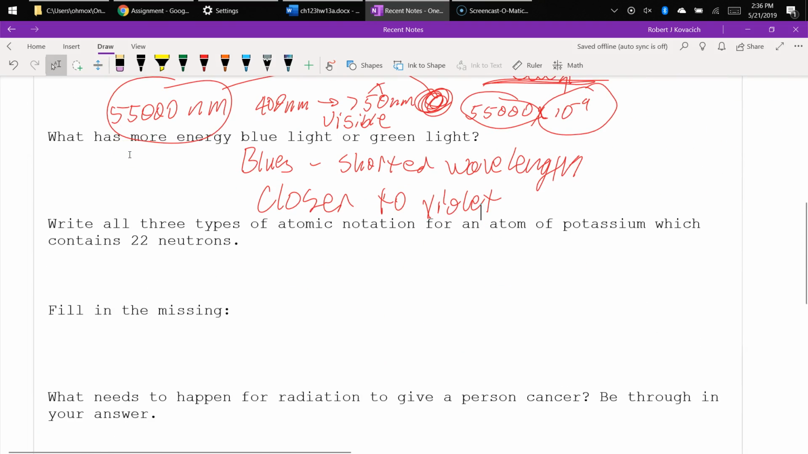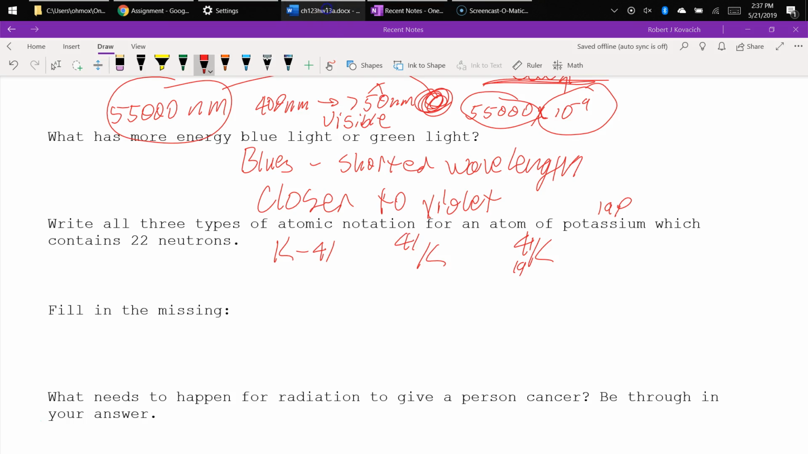All right, so write all 3 types of notation for potassium with 22 neutrons. So how many protons does potassium have? We okay with 19 for potassium? Okay, so if I've got 19, then that gives me 41. So I've got K41, I've got 41K, I've got 41K19.